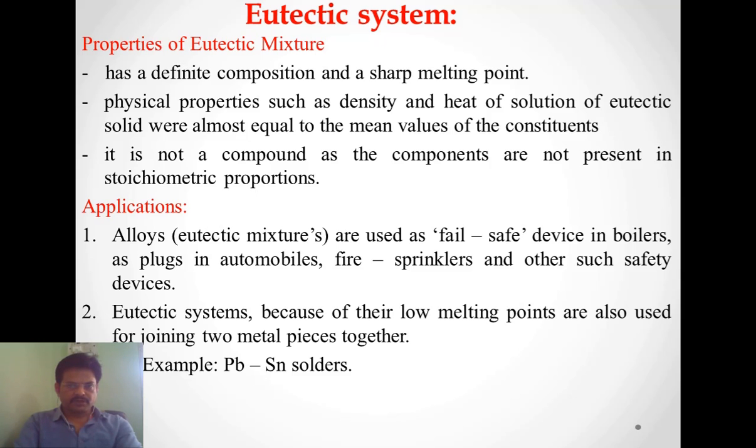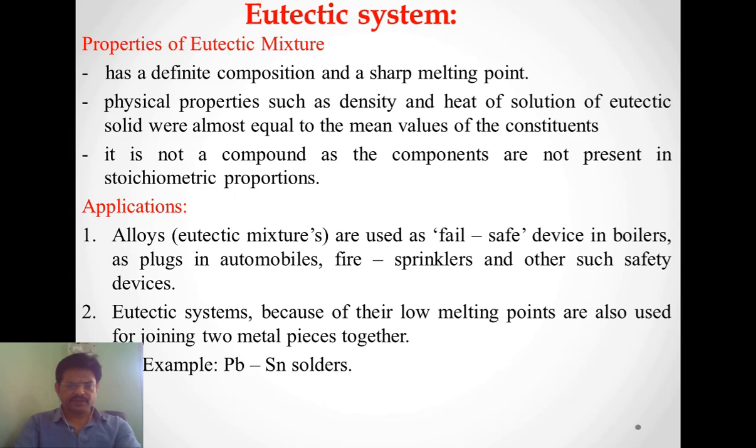So what are the properties of a eutectic mixture? A eutectic mixture has a definite composition and a sharp melting point. Thus it resembles a compound. If we observe physical properties such as density and heat of solution of a eutectic solid, they are almost equal to the mean values of the constituents. These are not compounds, as the components present in eutectic mixtures are not in stoichiometric proportions.